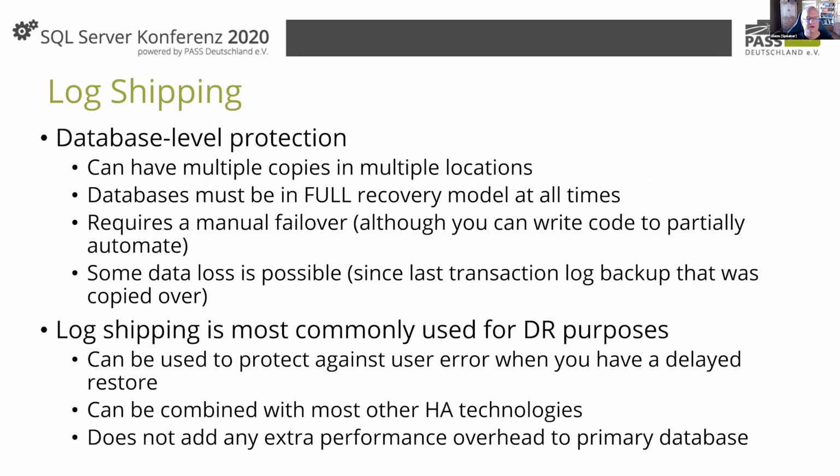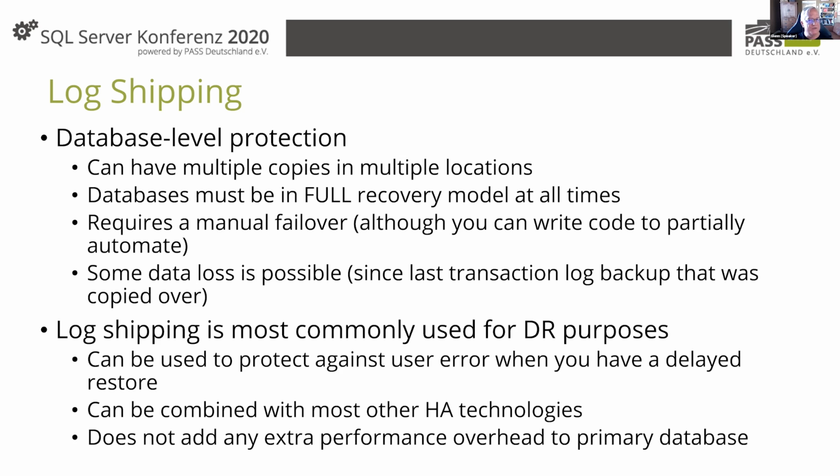And then log shipping. Log shipping is another database level protection option. It's usually used more for DR purposes instead of HA. But the nice thing about log shipping is you can have multiple copies of your database through log shipping in different locations. And once you set it up, it's easy to add more. The databases have to be in full recovery model, and this is kind of a recurring theme here. And you have to do a manual failover if you want to go from your main copy to one of the other copies, although you can write some code with T-SQL to semi-automate this.